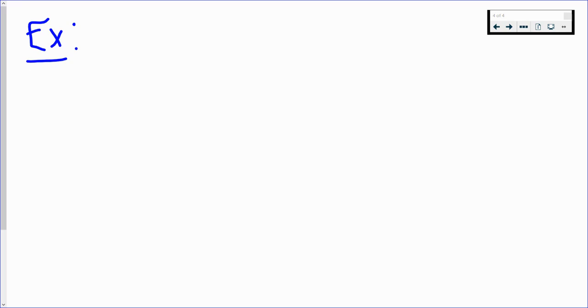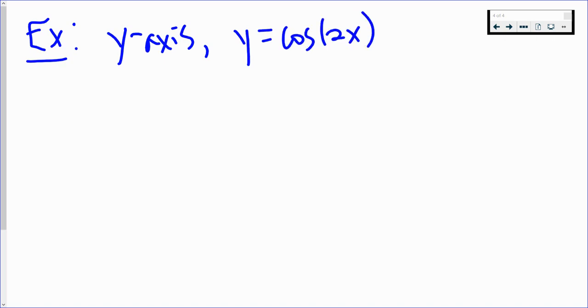Let's see. We're going to try to find the area of the region bounded by, let's see, what graphs do we want to use? Let's use the y-axis, the graph y equals cosine of 2x, and the graph of y equals 2x. Okay, so this would be one that would be calculator active.